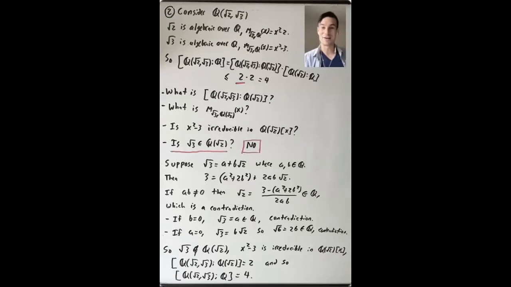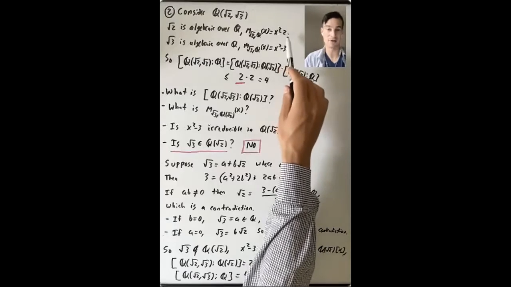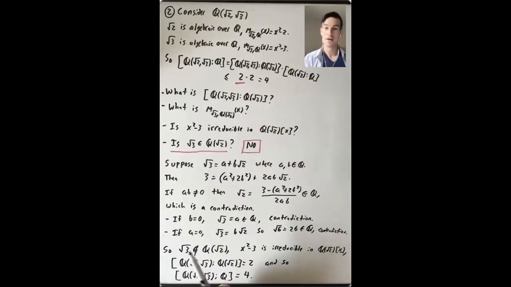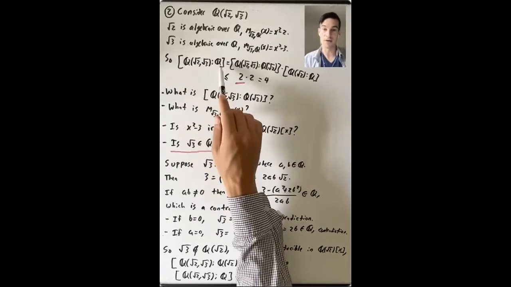Let's next consider the field generated by square root of 2 and square root of 3 over Q, where again, we mean the positive real number that squares to 2 and the positive real number that squares to 3. So each one of these is algebraic over Q. The minimal polynomials over Q are easy to write down, x squared minus 2 and x squared minus 3. So what is the degree of this extension over Q?